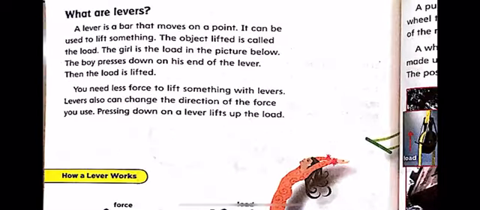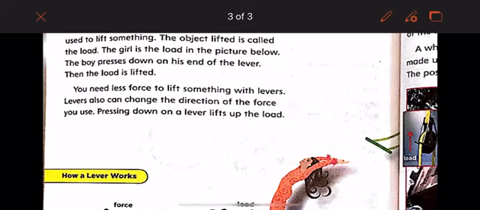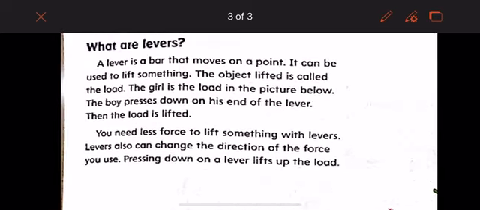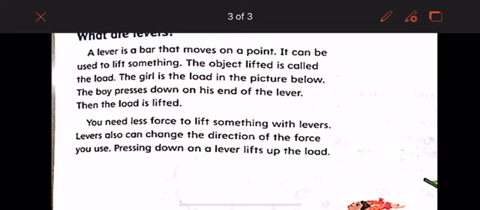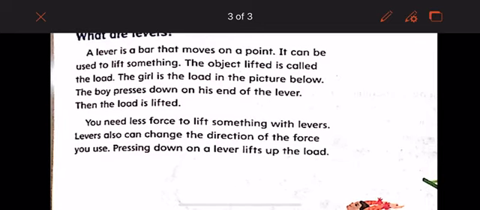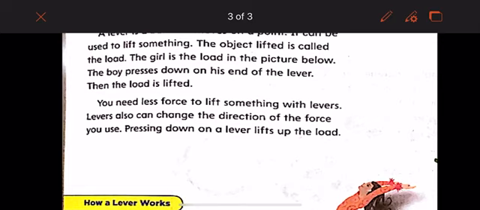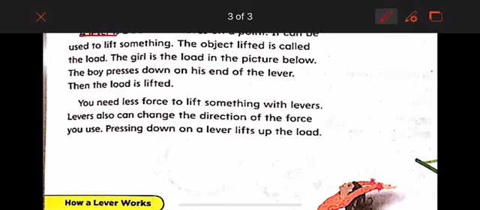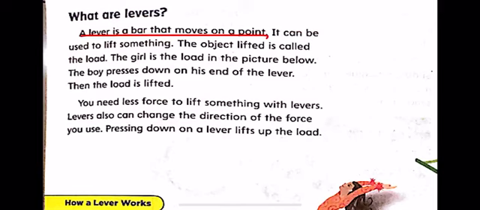What are levers? A lever is a bar that moves on a point. It can be used to lift something. The object lifted is called the load.